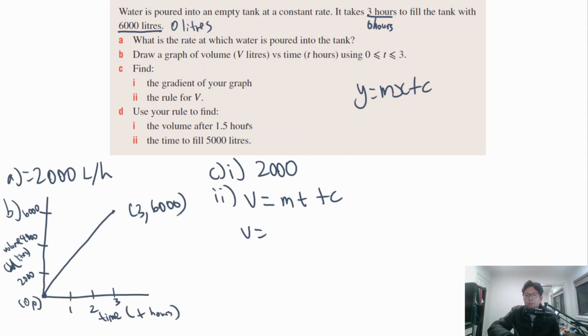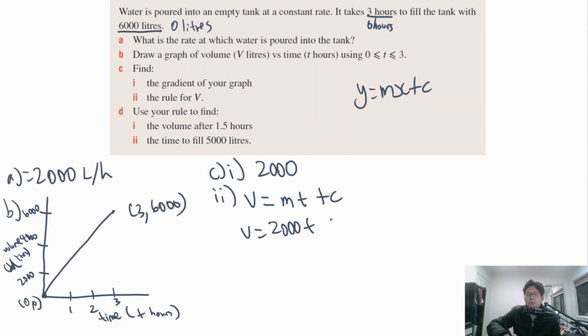So V equals, we know that the gradient here is 2,000, so we replace m with 2,000, giving 2,000t. And we need plus c. c is just the y-intercept, and we know that the y-intercept here is 0.